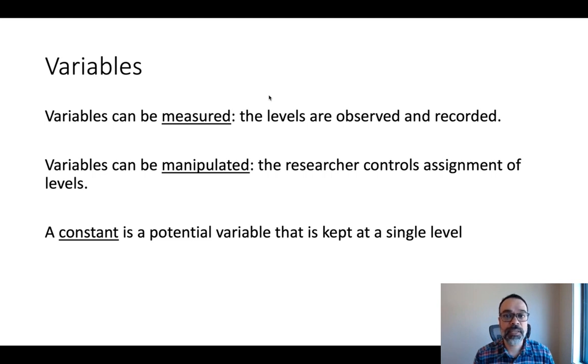Constants can be important because in scientific research, sometimes we want to hold things constant so that they don't vary, so that when we see things happening in our experiment, we know not to attribute them to them. So let me make this a little bit more concrete with an example.